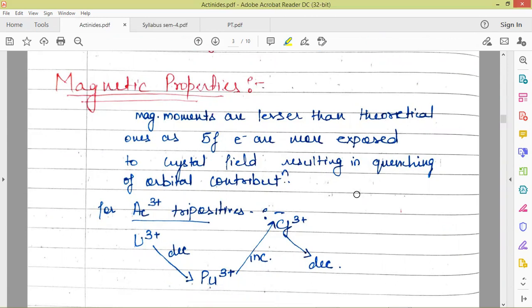So what happens is the orbital contribution is quenched in case of actinides, but in case of lanthanides, there was total contribution of spin magnetic moment and orbital magnetic moment. But here the orbital magnetic moment is quenched, just like the d-block complexes.